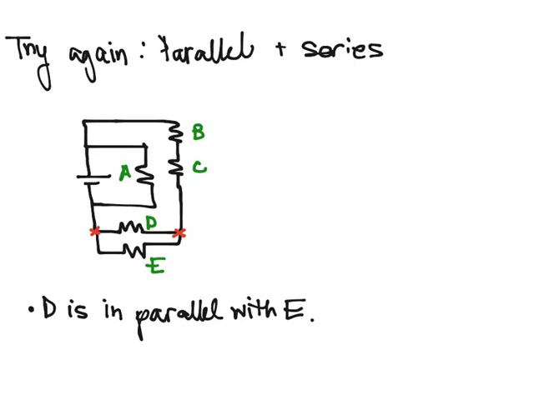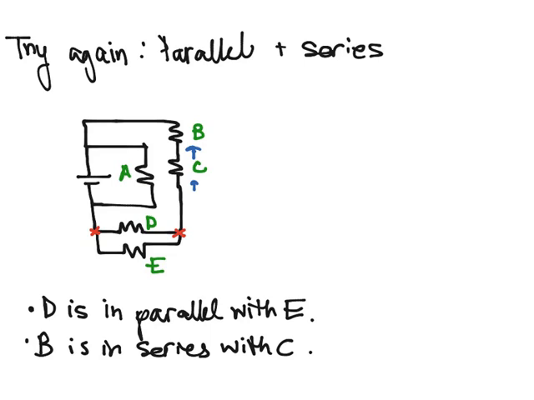Okay, I can also look at B and C, and I see that if I am an electron and I have gone through C, in order to get back to the battery, I have to go through B. So I can see that B is in series with C.